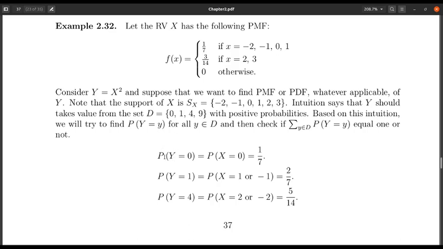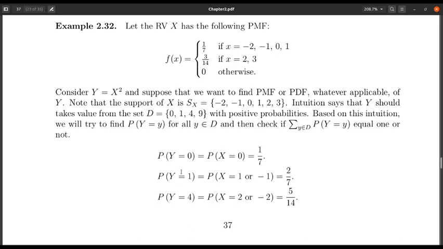Let us calculate the probabilities one by one. First, find the probability that y equals 0. Notice that y equals 0 occurs if and only if x equals 0 occurs. These two events are equivalent, so I can write the probability of y equals 0 as the same as the probability of x equals 0, and from this PMF that probability is 1 by 7.